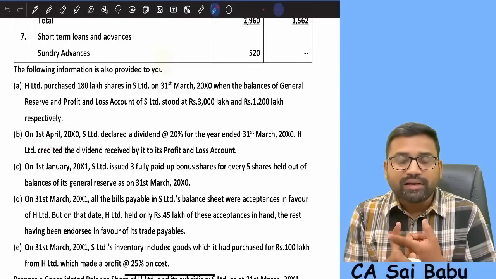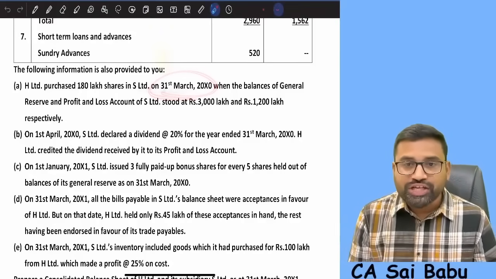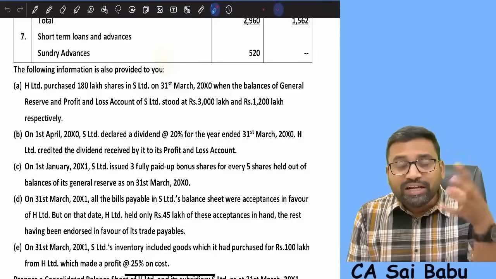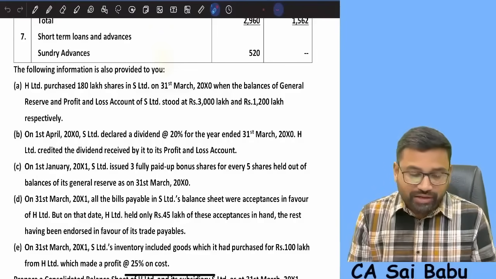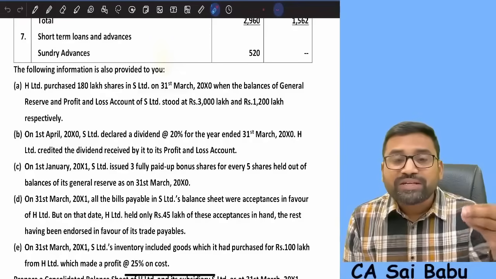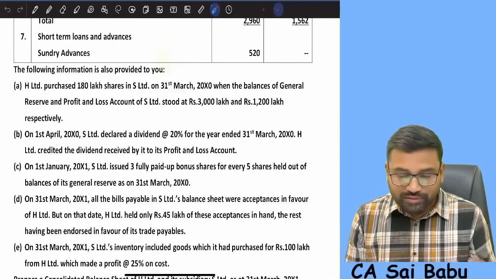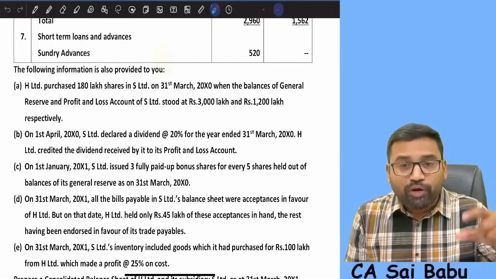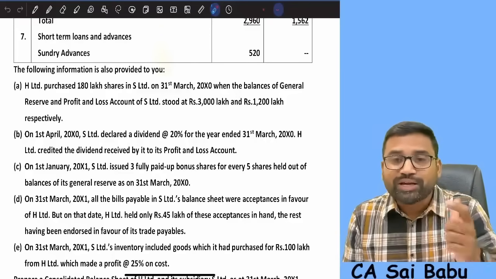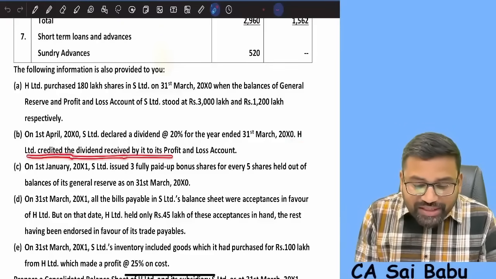Now tell me, as a parent company, I acquired the subsidiary on 31st March 2010. That means literally I don't have any shares in the last year. Relating to the last year, the subsidiary company is giving dividend on 1st April 2010. So definitely which profits are they going to utilize to give me the dividend? Pre-acquisition profits. Now this dividend that I have received from pre-acquisition profits, I need to adjust to my cost of investment. But see what H Limited has done: H Limited credited the dividend received by H to the P&L account.